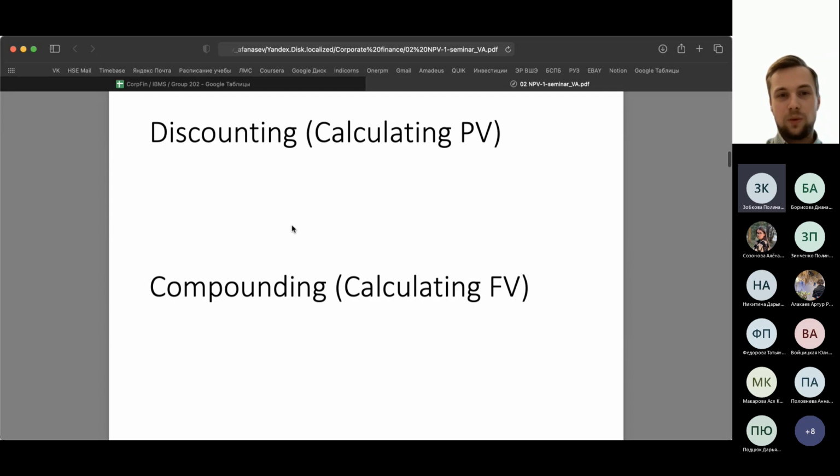Can someone explain what is discounting or calculating the present value, and for what purpose do we need this? And what is compounding or calculating future values? Because the next problems will be on present values and future values. So I need someone to explain for the whole group what discounting is and what compounding is.